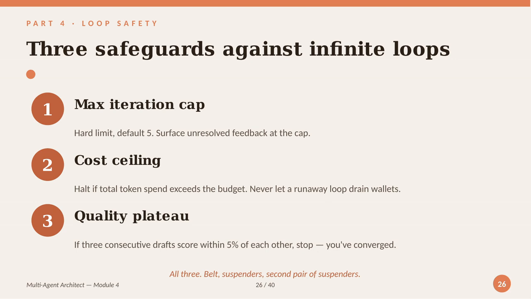Max iteration cap. Hard limit, default 5. When you hit the cap, the loop ends. Surface the latest output plus the unresolved feedback to the user. Don't pretend you converged. Be honest about hitting the cap.